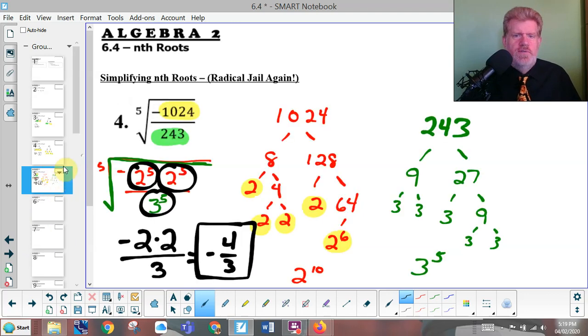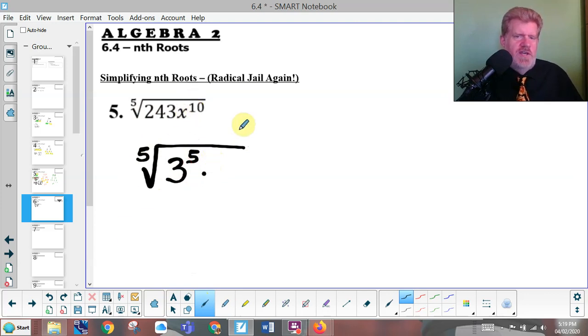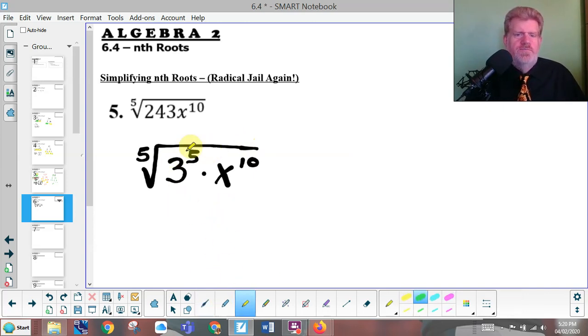Now 243, geez, we just did 243, didn't we? So I'm going to rewrite this. What is, under the 5th root again. So 243 is really what? 3 to the 5th power. Now x to the 10. We'll just leave it as x to the 10 because it's already broken up. And let's use our magical abilities to determine nth roots. Here we go. We've got 5 3s. Takes 5 to escape. How many escape? 1.